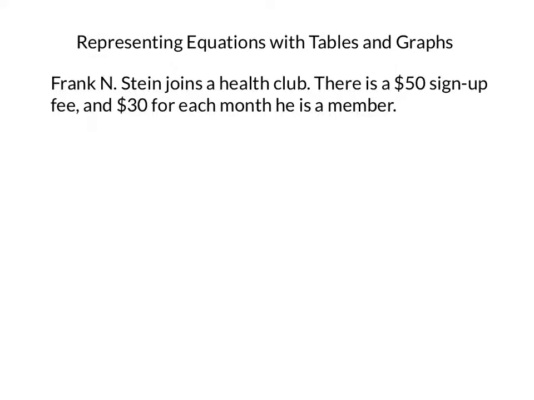So now we're going to represent equations with tables and graphs. Frankenstein joins a health club. There's a $50 sign-up fee and $30 for each month he is a member. So the very first thing we're going to do, A, is to name the quantities that change in the problem and the quantities that remain constant.